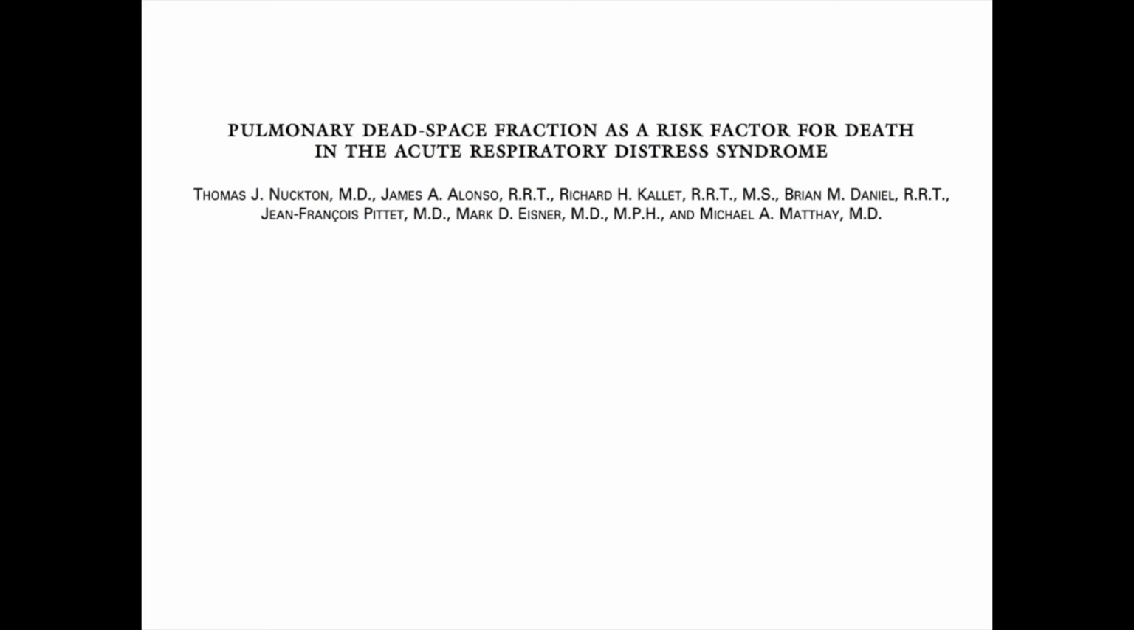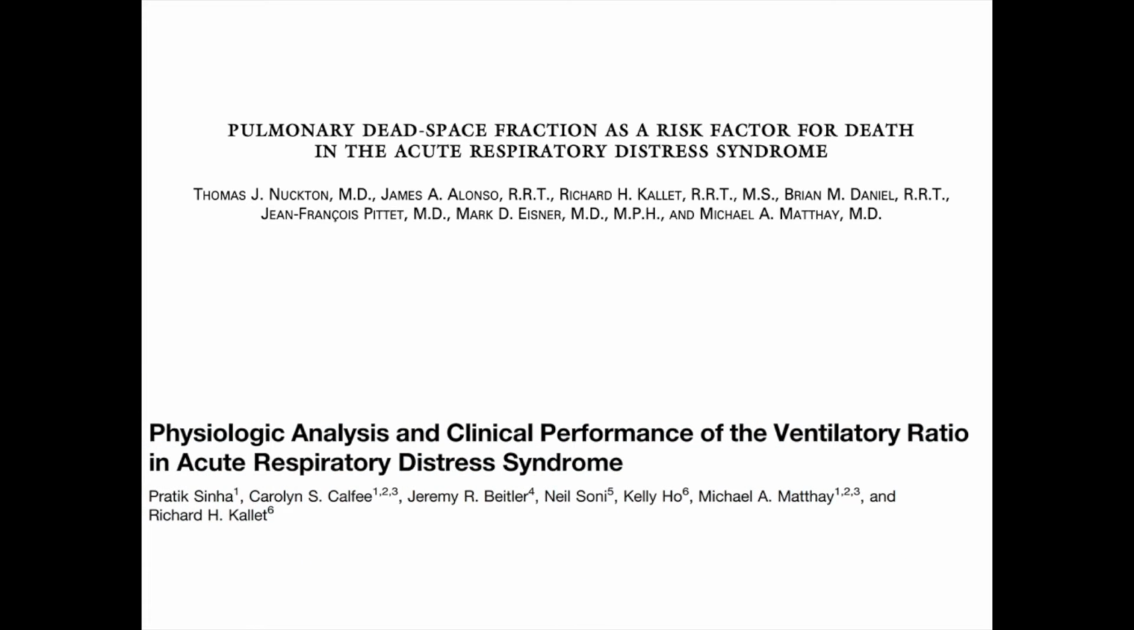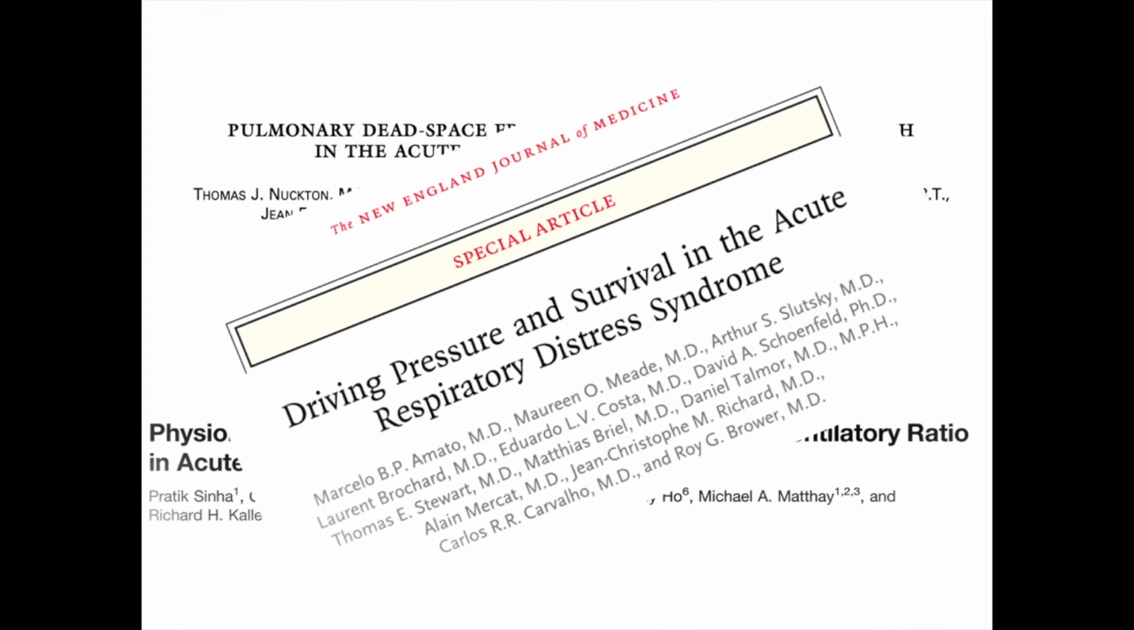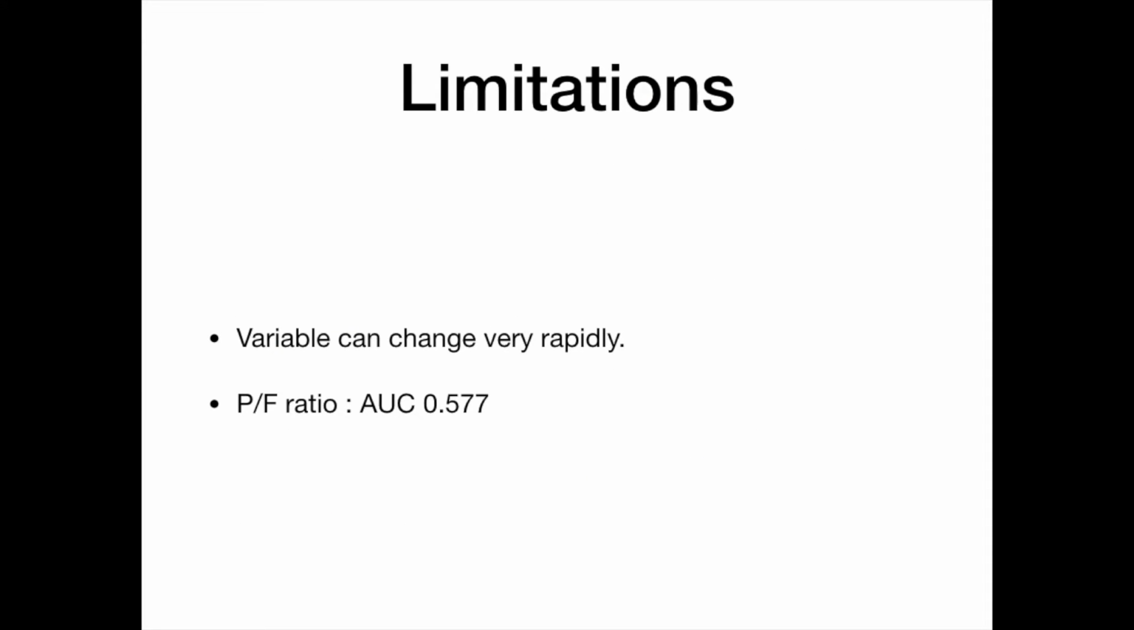Now, apart from the PF ratio, the other physiological markers which have been linked are the pulmonary dead space fraction, the ventilatory ratio, and the most recent one, the driving pressure. The limitation is that these variables can change very, very quickly. A severe ARDS can become a mild ARDS very rapidly. And the area under the curve of the PF ratio to predict severity and mortality is 0.5, so it is not actually a very good predictor of mortality.